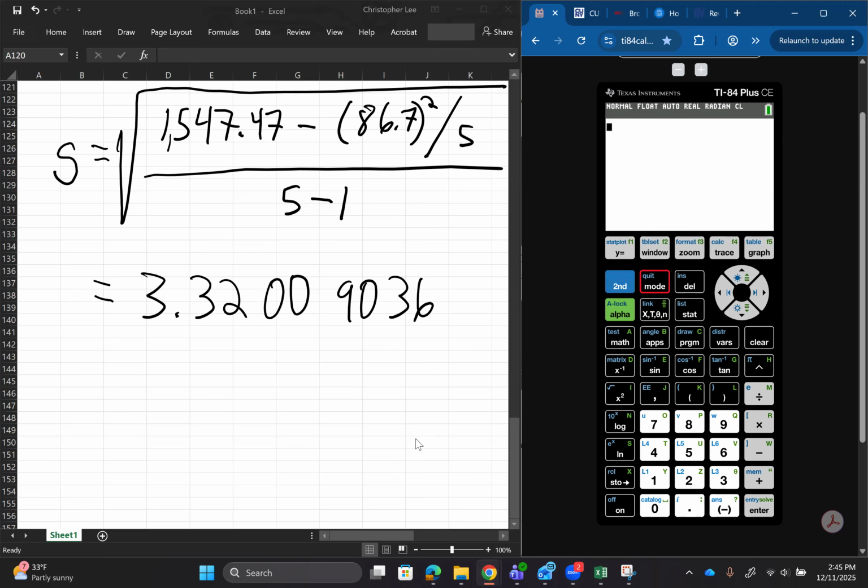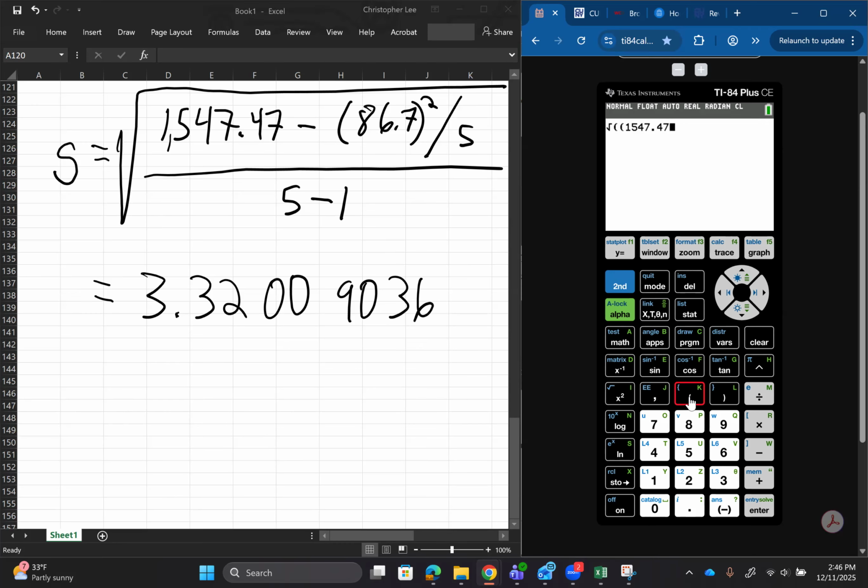All right. Let me show you. So if you don't have the fraction button, this is how you would do this. You press second square root, right? And then now you want to open parentheses for the numerator, right? Then you do 1547 point, because this is if you don't have the fraction button. Now, your calculator has it, but there's some people who don't have it, right?